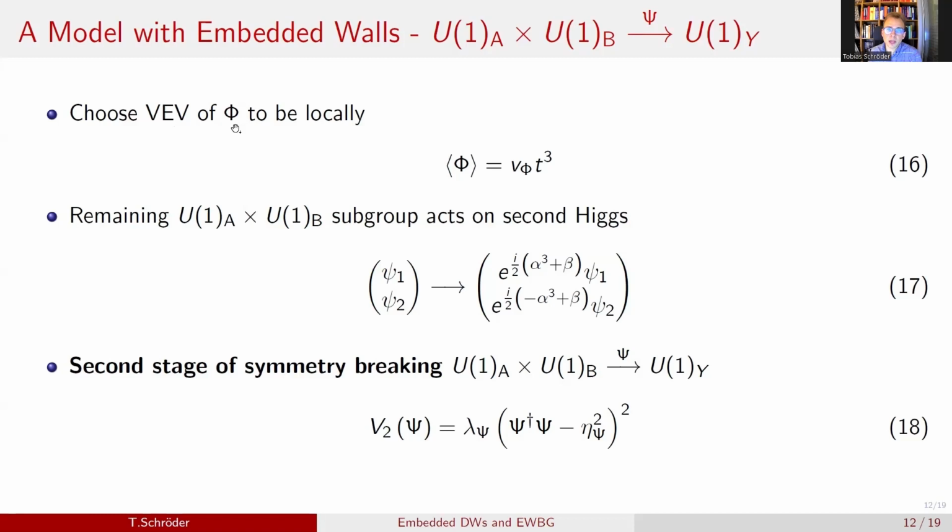We can choose our three axes in group space in such a way that it points along the vacuum expectation value, and this VEV is given by expression 16, where T3 is the unbroken generator. Symmetries corresponding to the other two generators, T1 and T2, are broken. The remaining U1A cross U1B subgroup then acts on the second Higgs field, in this way given by equation 17. We can now realize the second stage of symmetry breaking with a field psi, again with a quartic potential of the form given by equation 18.